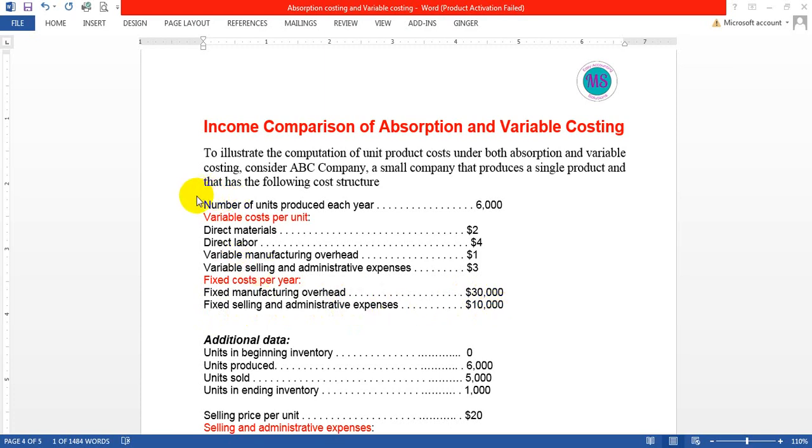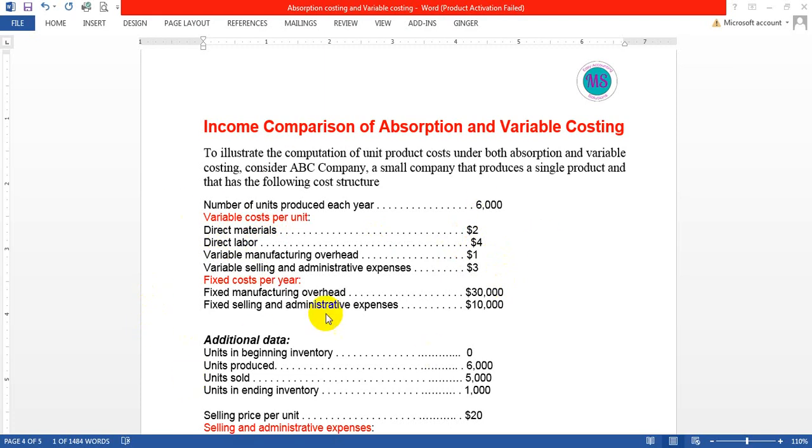In the previous lecture, we calculated the product cost from this data. So what was my product cost under absorption costing? That was 12, and in variable costing that was 7, right?